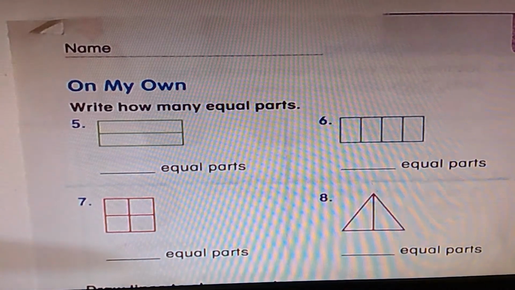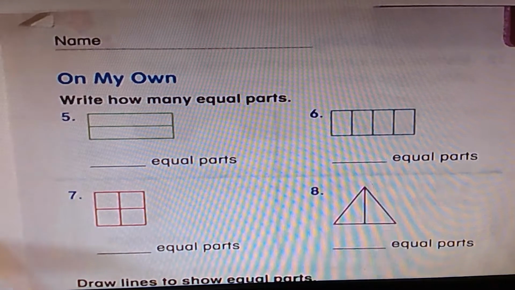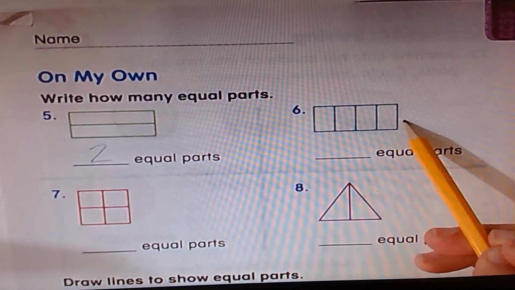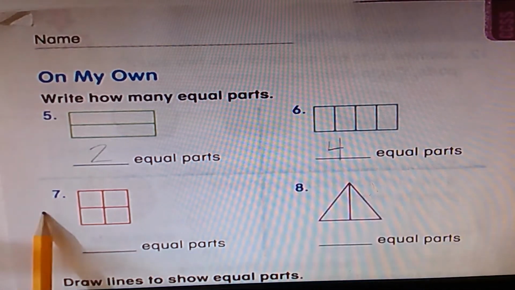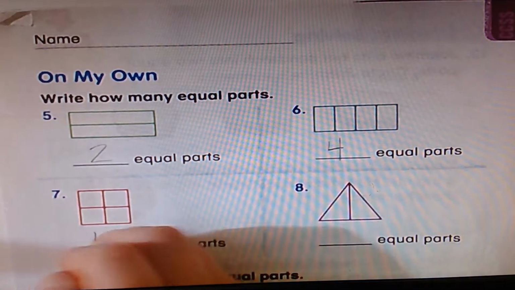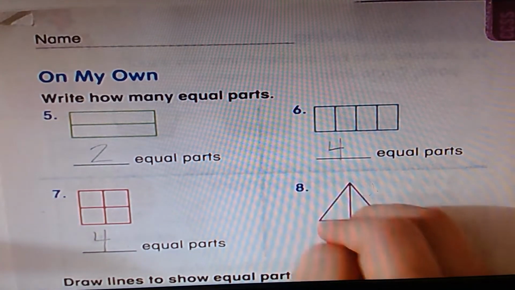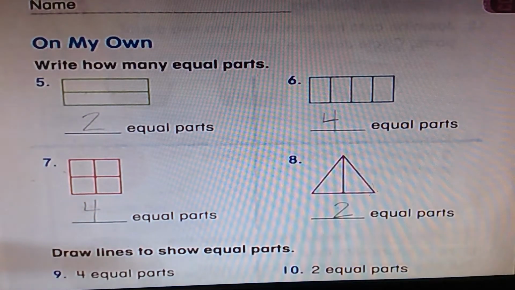Okay. Write how many equal parts. 2. Number 6. 4. Number 7. 4. Number 8. 2. Okay. Now we're going to use those pictures to help us do this part on the bottom.